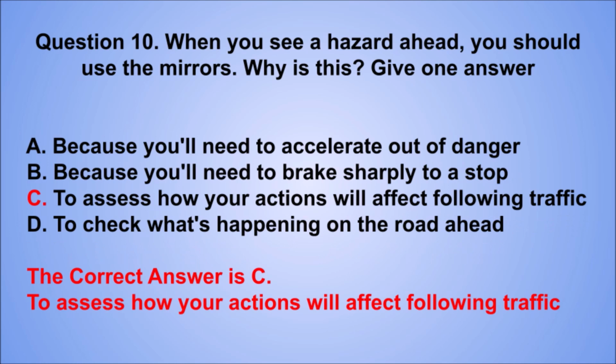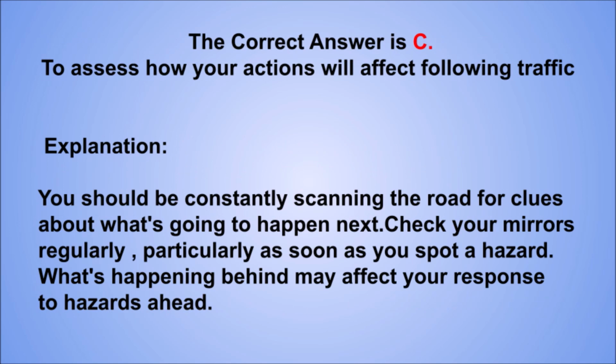The correct answer is C. To assess how your actions will affect following traffic. Explanation: you should be constantly scanning the road for clues about what's going to happen next. Check your mirrors regularly, particularly as soon as you spot a hazard. What's happening behind may affect your response to hazards ahead.